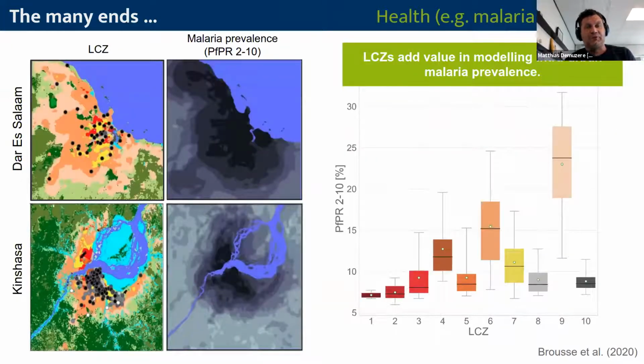Moving away from temperature studies, Bruce et al. demonstrated the potential of local climate zones for modeling malaria prevalence across 9 sub-Saharan cities. This work revealed that informal settlements and more open LCZs closer to wetlands have a higher malaria prevalence probability compared to more densely built areas.